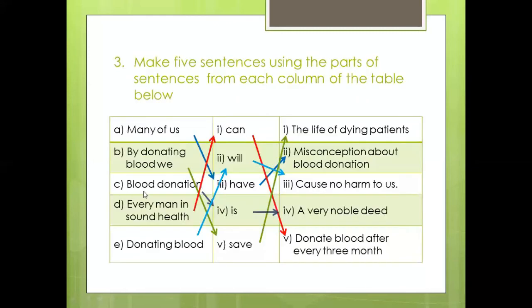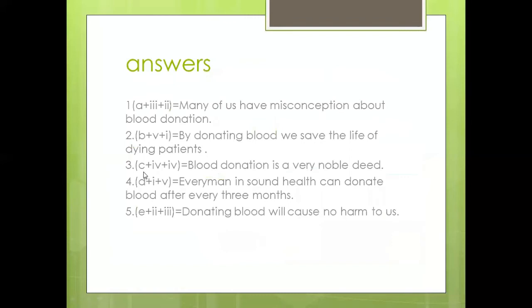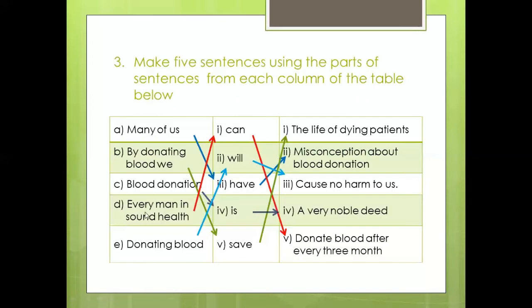Then for number C, blood donation, number C plus 4 plus 4 of column C. For number 3, C plus 4 plus 4, blood donation is a very noble deed. Then for number 4, every man in sound health, number D will go with number 1 of column B with number 5 of column C.